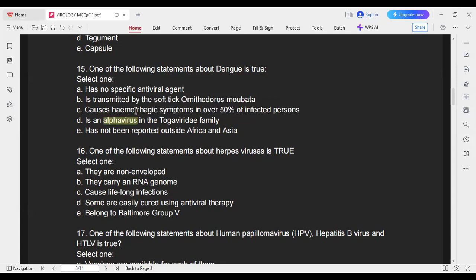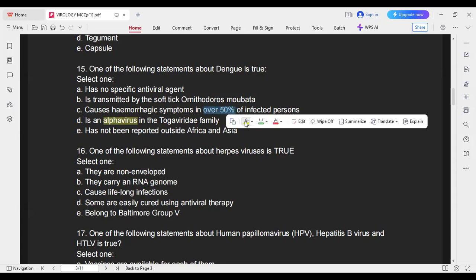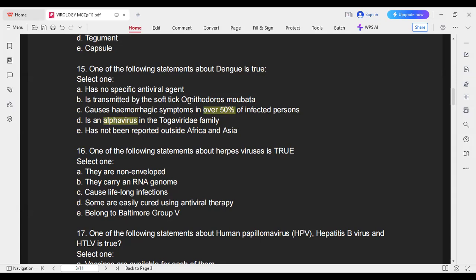So take note of that. Causes hemorrhagic symptoms in over 50% of infected people. So it's not over 50%, usually a small subset of people. It's transmitted by the soft tick Ornithodoros moubata. No, we know dengue is transmitted by mosquito, Aedes mosquito, not ticks. So number one is correct, has no specific antiviral agent. Remember, we said for dengue, there's no specific treatment. We usually treat the symptoms. So management is supportive, you know, giving fluids, and then you have to manage the complications.